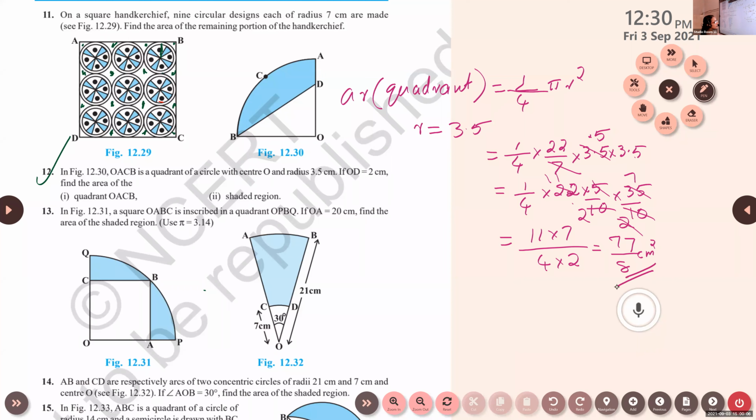Centimeters. Yes, 9.625 centimeter square. That is the area of the shaded region. Okay, 9.625, correct. 6.65, okay. Centimeters. And why we are cutting that, we can do like that. 625 centimeter square. 9.625 centimeter square.